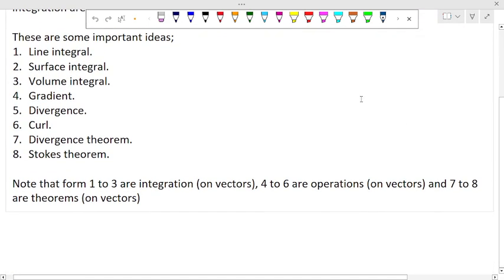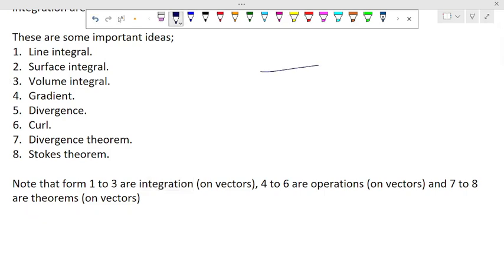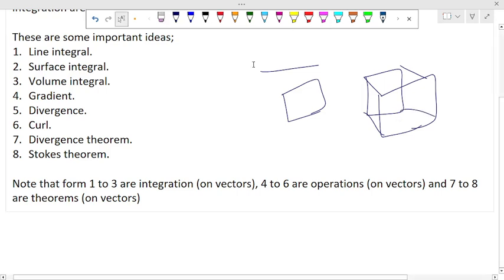So bear in mind these, in terms of integration, that's from 1 to 3. In terms of integration, we're talking about line integral, surface integral, and volume integral. So line, surface, and then volume. It's almost like 1 dimension, 2 dimension, 3 dimension, if you think of it that way.